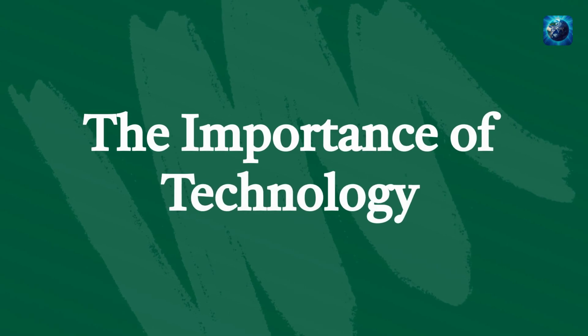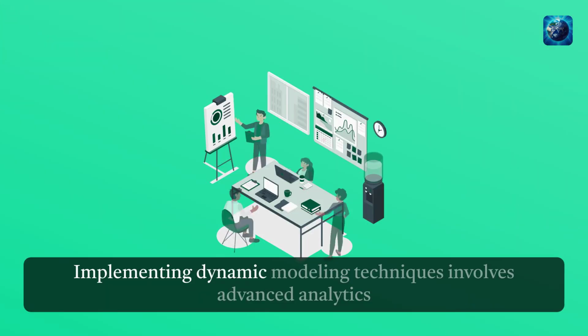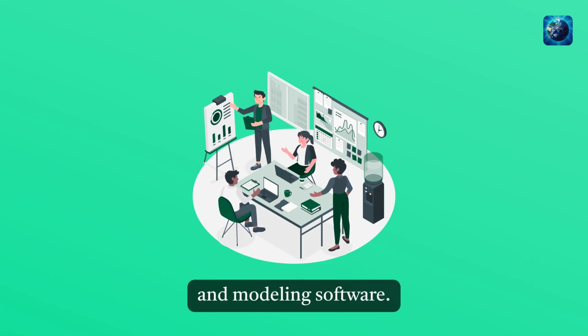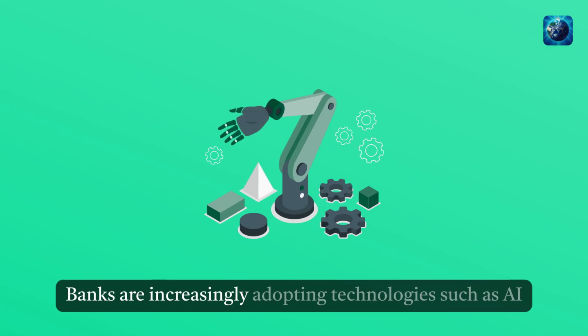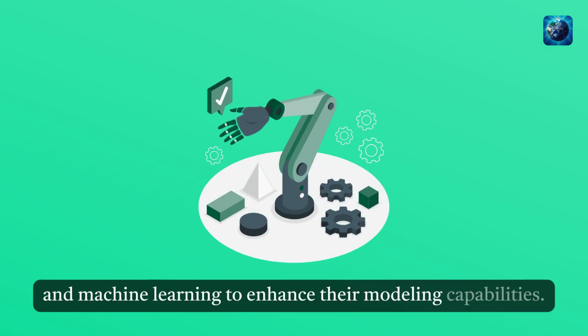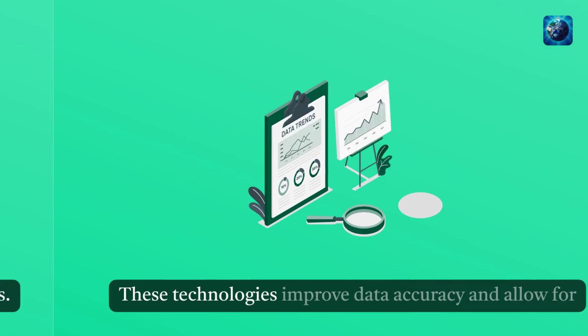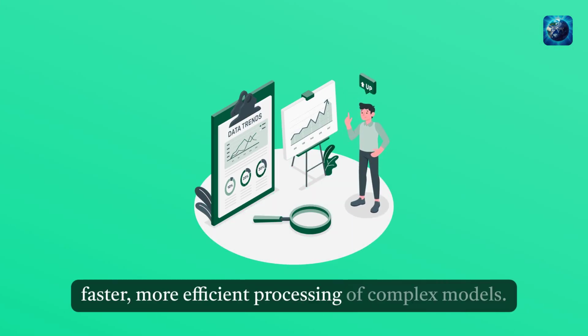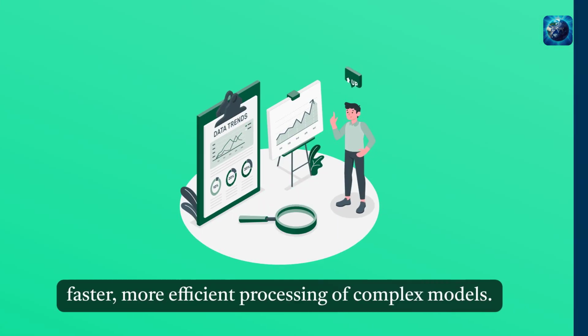The importance of technology. Implementing dynamic modeling techniques involves advanced analytics and modeling software. Banks are increasingly adopting technologies such as AI and machine learning to enhance their modeling capabilities. These technologies improve data accuracy and allow for faster, more efficient processing of complex models.